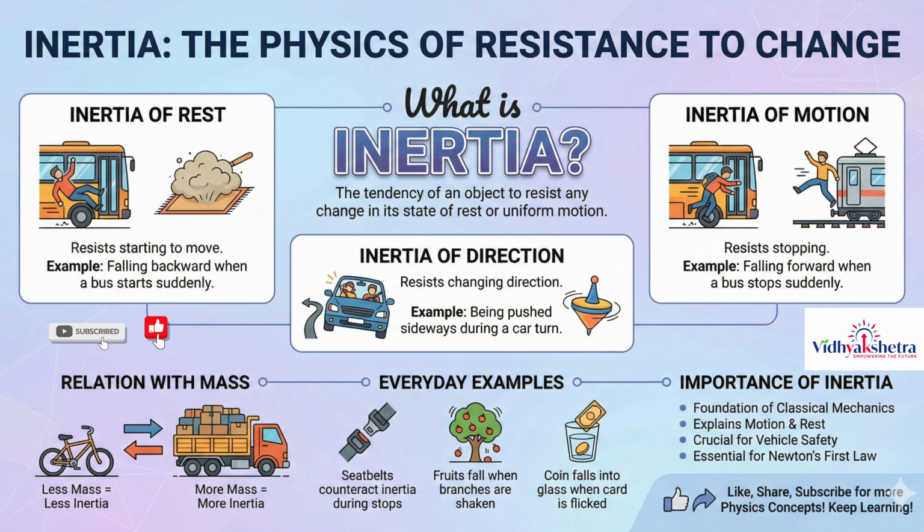Conclusion. To summarize, inertia is the property of matter that resists changes in motion or rest. It depends on mass and appears in three forms: inertia of rest, motion, and direction. Understanding inertia helps us understand how and why objects behave the way they do in real life.